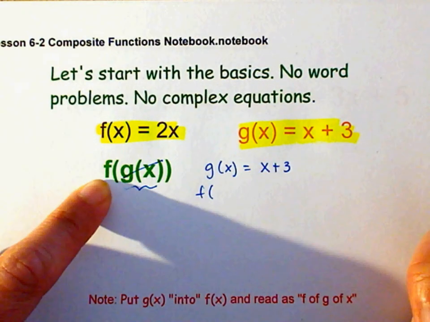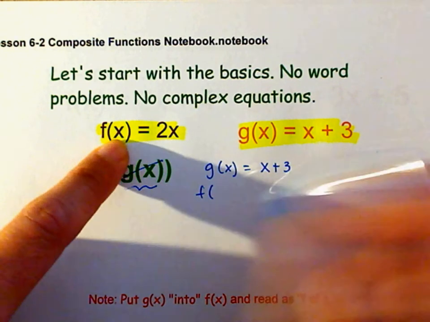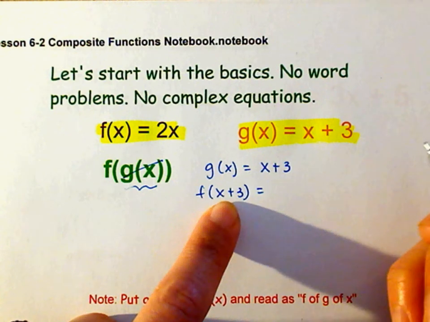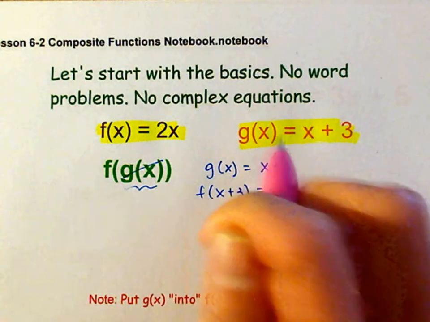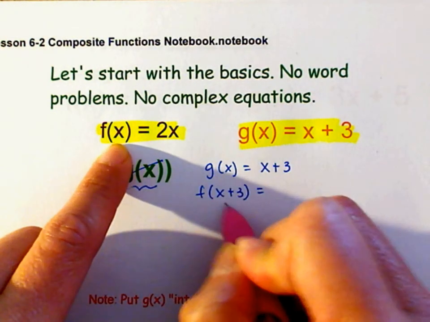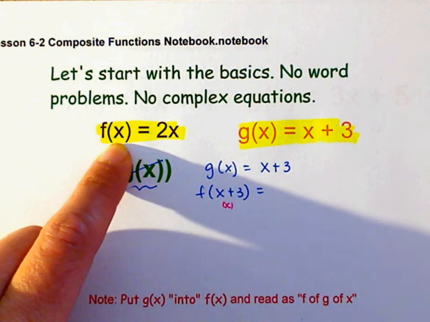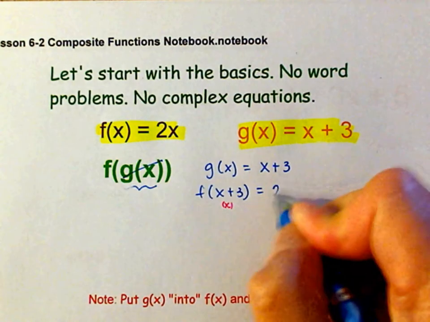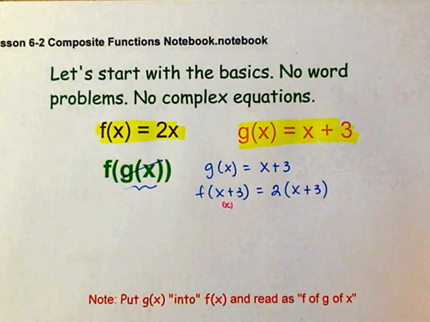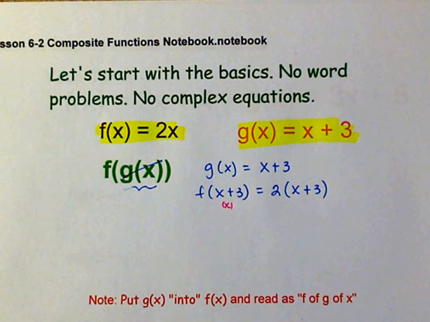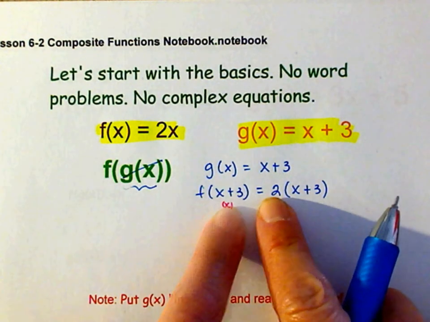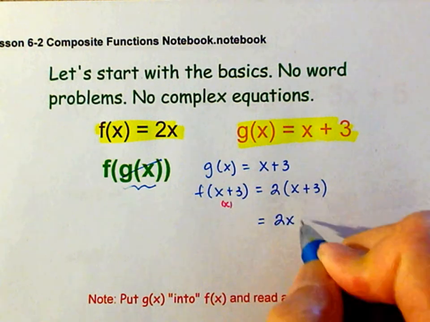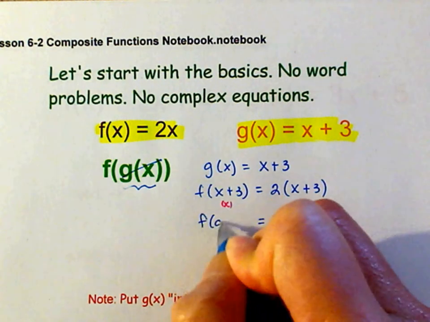Your next one, you got g of x is that. So f of g of x. So my f of x is no longer an x, it is x plus 3. See, this is your new x right here. Does that make sense? That's this new x right here, okay? You are going to substitute wherever x is with x plus 3. So it's 2 times x plus 3. See the new x right there? That is now your new x, okay?